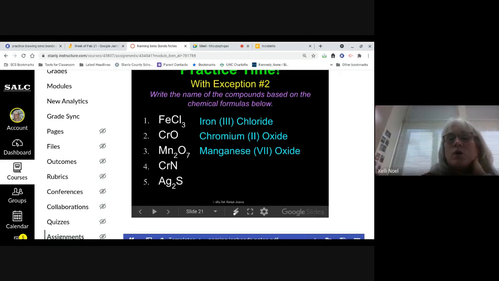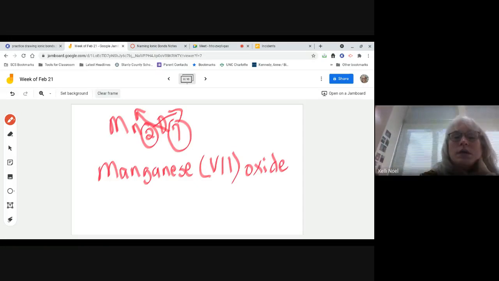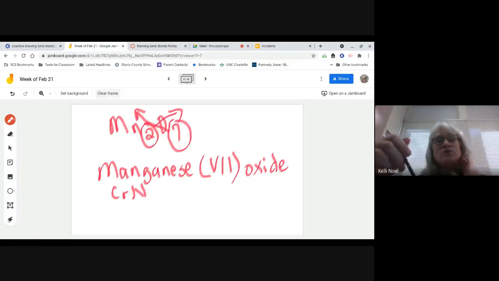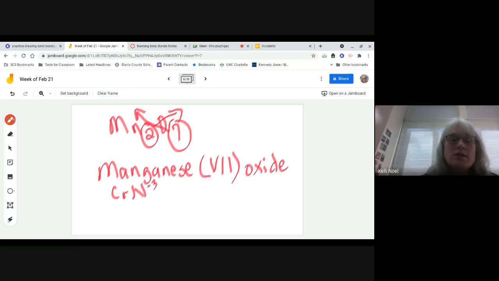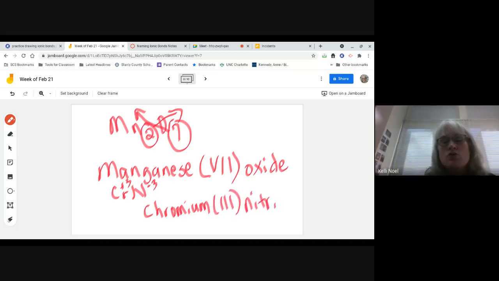All right, we've got chromium nitride again. Oops, I've already shown it, but let's go through it again. Chromium nitride. Let me see what numbers was with it. None. All right. So I know that nitrogen is a -3. So since there's no numbers, this has to be a +3. So this is going to be chromium 3 nitride.